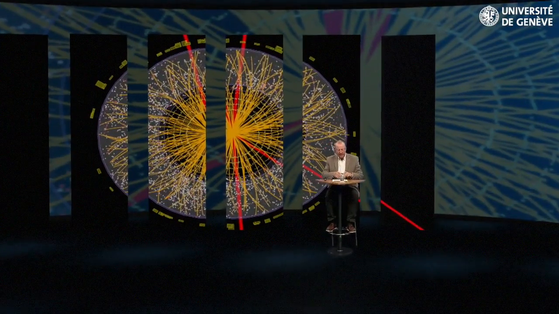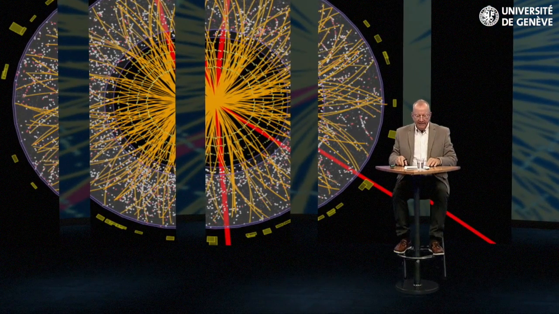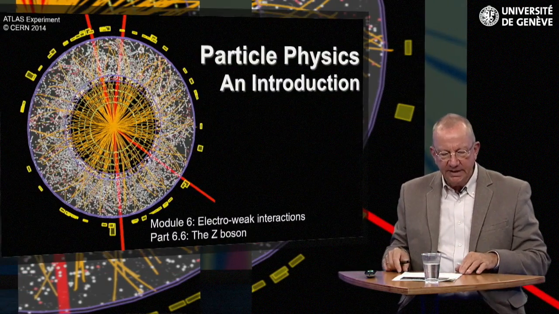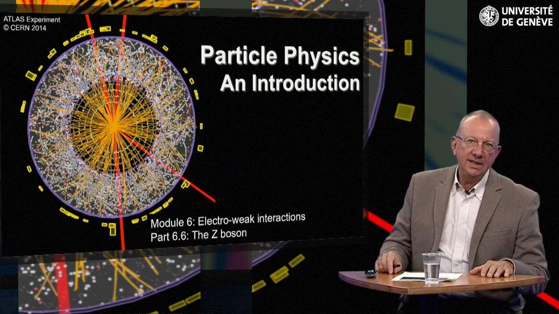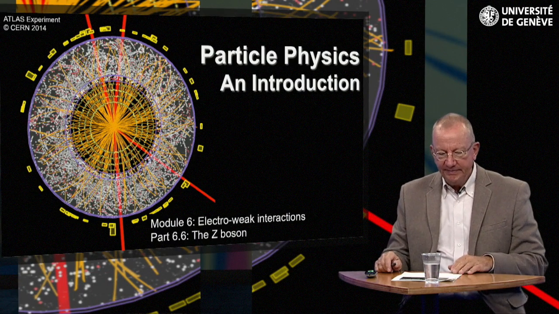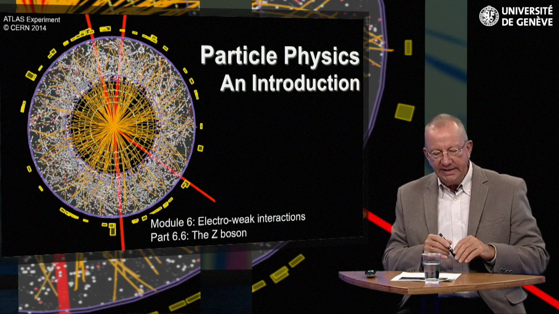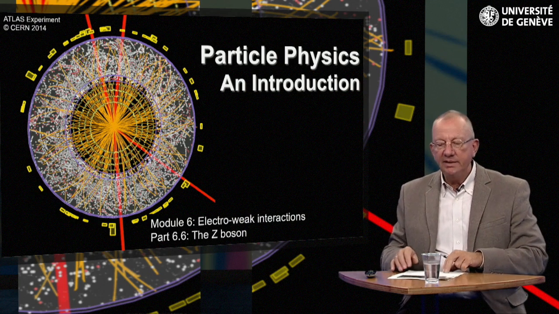In this sixth module, we are discussing weak interactions. In this sixth video, we will talk about the properties of the Z boson, which transmits the neutral weak force and can be considered as the heavy brother of the photon. After following this video, you will know its properties, its mass and the way to measure it, and its couplings to matter.